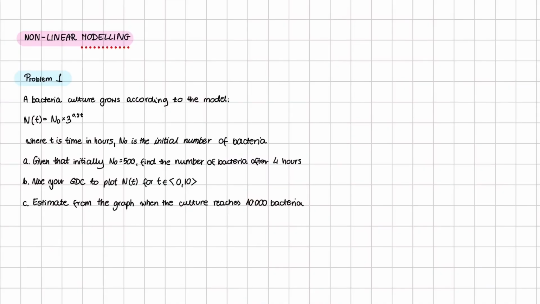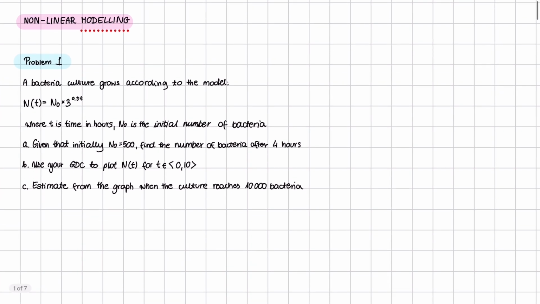A bacteria culture grows according to the model N equals N0 times 3 to the power of 0.5t, where t is time in hours and N0 is the initial number of bacteria. Given that initially N0 equals 500, find the number of bacteria after 4 hours.